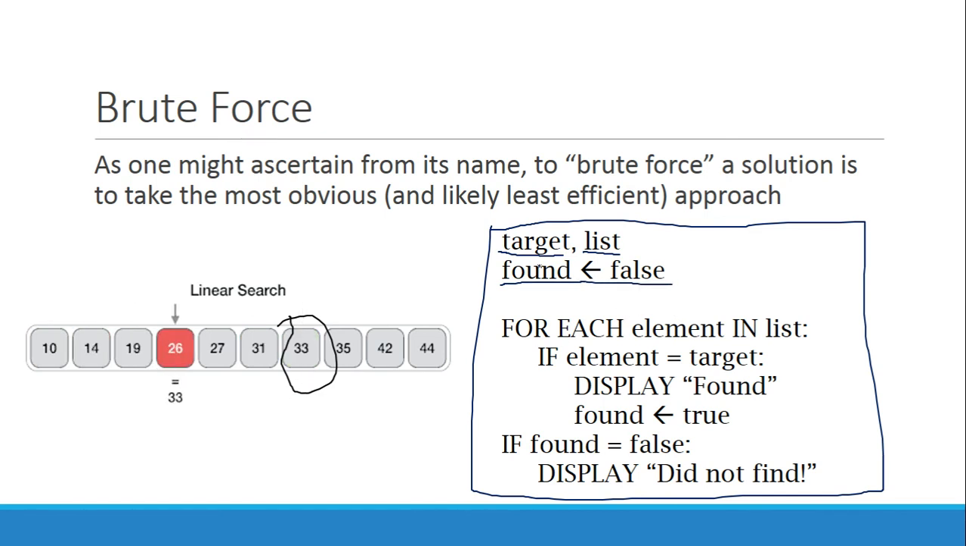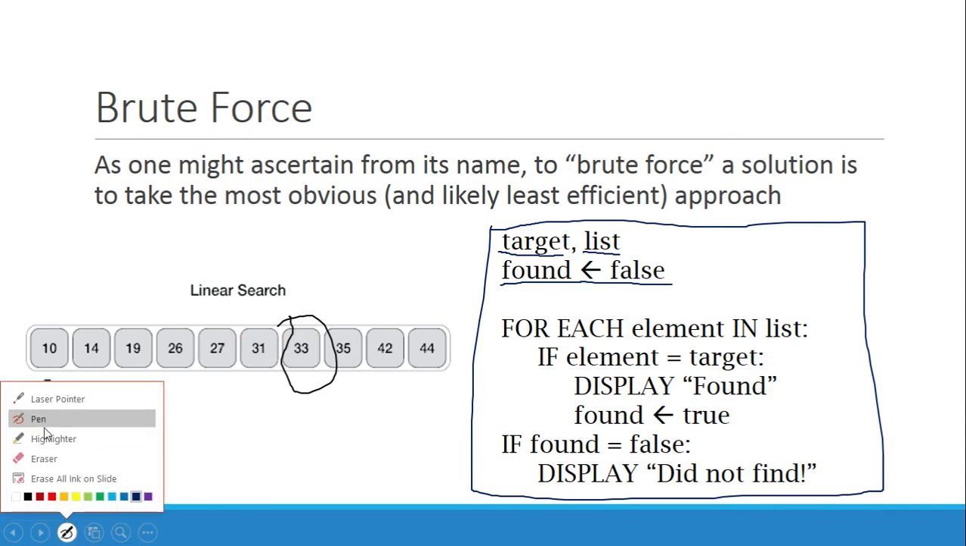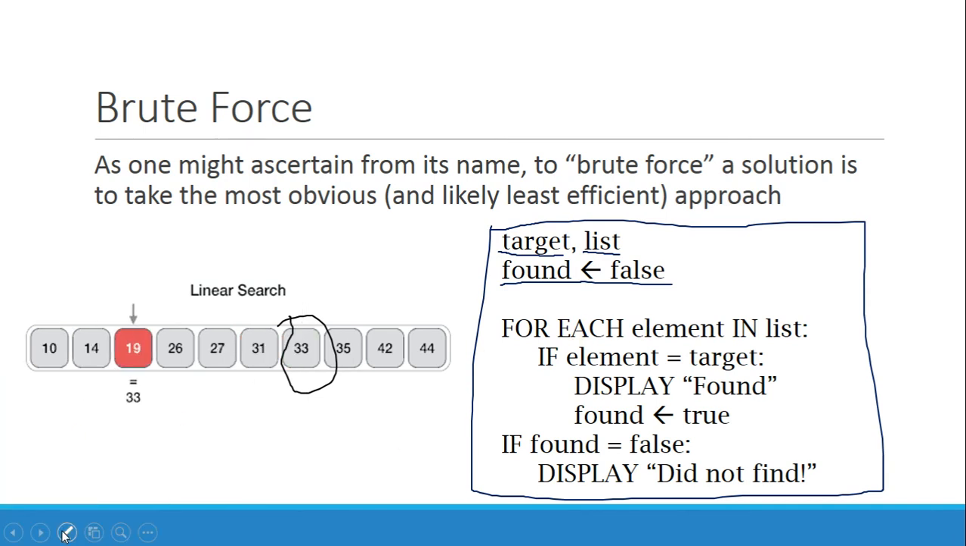We're going to pause on that one and come back to it a little while later. And then for each element in that list, we check and see if that element is equal to our target. If it is, we say, hey, we found it. Change that found variable to true.